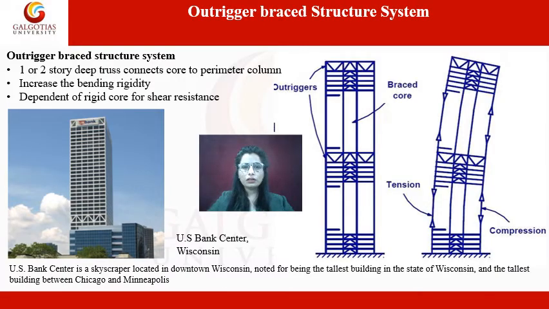Another structure system is the outrigger brace structure system. One or two story deep trusses connect the core to perimeter columns, increasing the bending rigidity and independent of the rigid core for shear resistance. You can see here the example of the outrigger brace structure system. Basically this is the braced core, and these parts are the outriggers placed on the outside, and here you can see the system is creating tension and compression. This system is used in US Bank Center in Wisconsin, a skyscraper located in downtown Milwaukee, noted for being the tallest building in the state. This building is situated between Chicago and Minneapolis. So this is an example of the outrigger braced structure system.